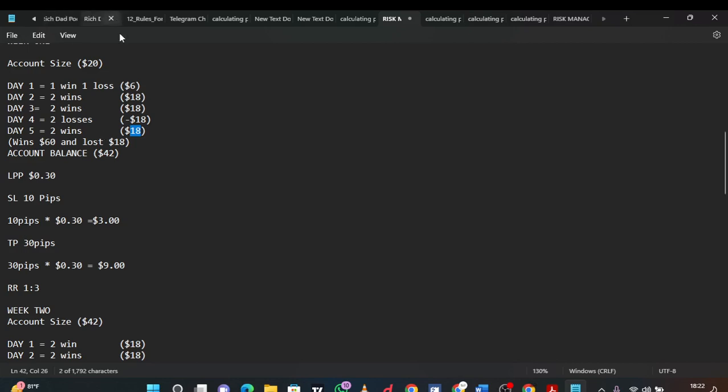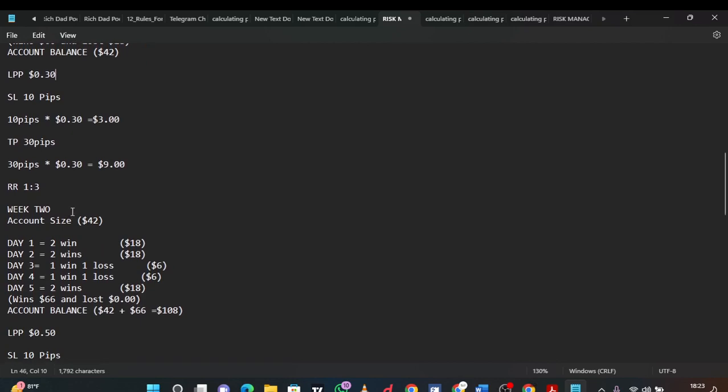So how many losses can you have in a week? These are 3 losses. So if you have 3 losses in a week, it will depend on any, because I've gone playing out with the days. So what would be your account balance at the end of the week? Your wins are this $60 minus this 18, so you go to $42. So the account which has been at $20 has now moved to $42.